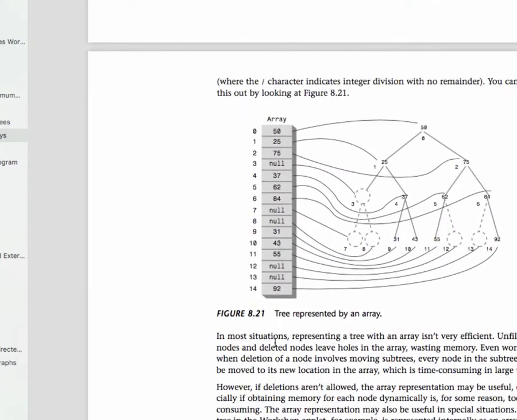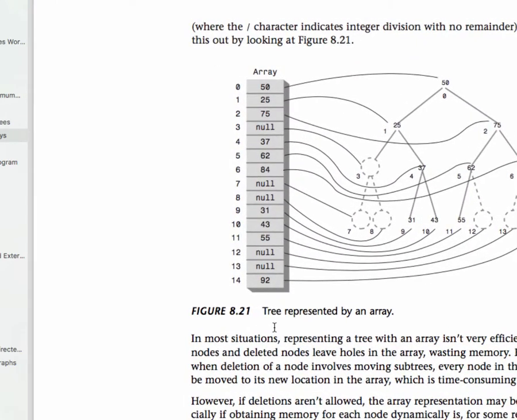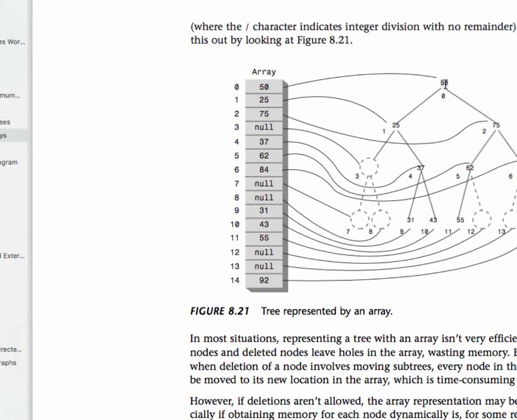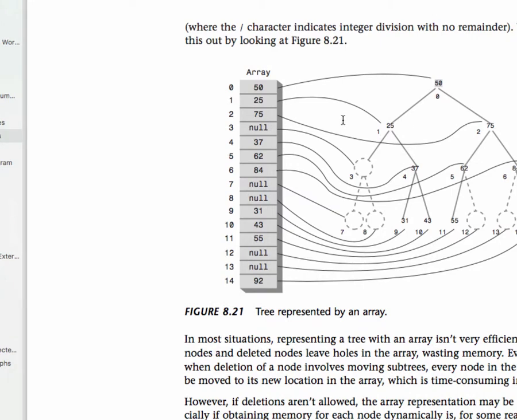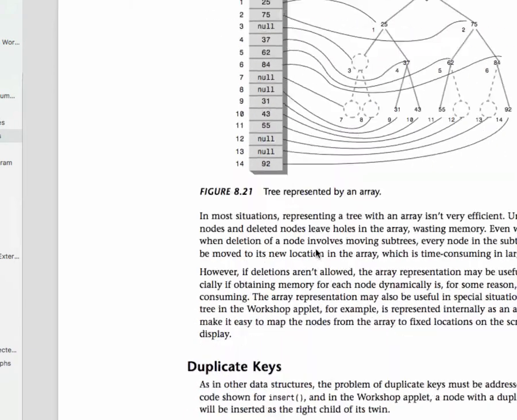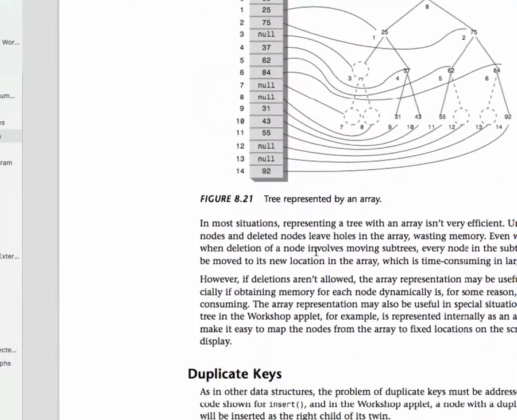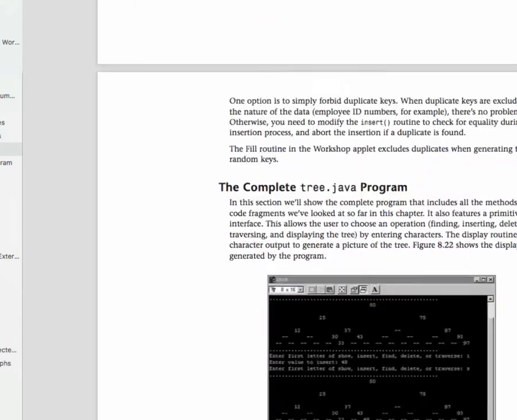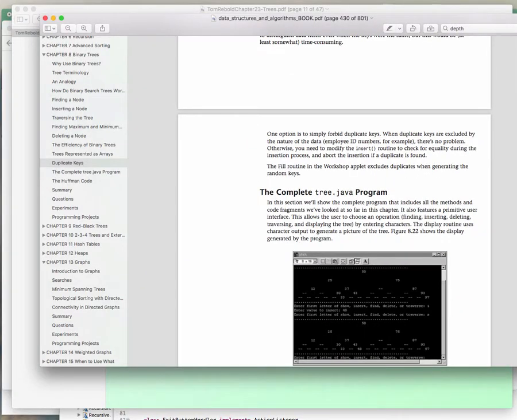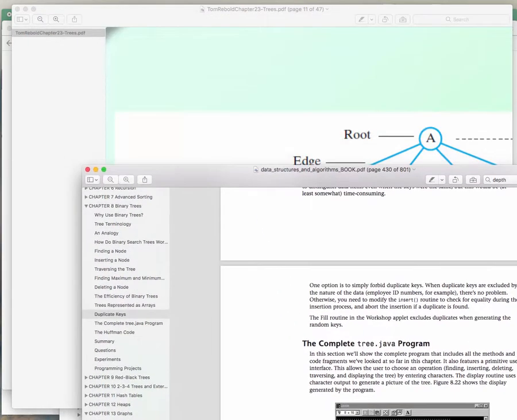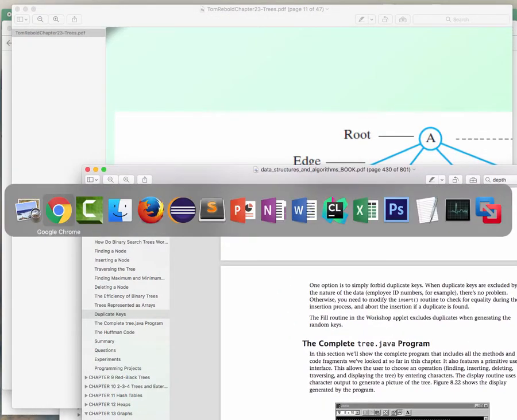And here it is, a little picture that shows you, all right, this is my 50. That's the first one. Then you have the 25 and the 75. That's the 1 and the 2, right? And how they correspond to the different elements of arrays. So trees can also be done using arrays as well.